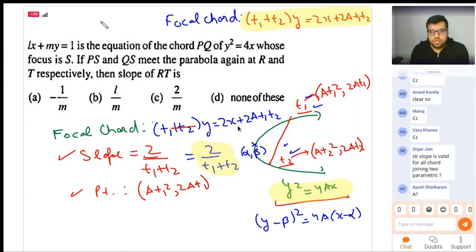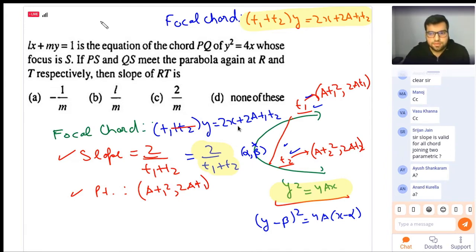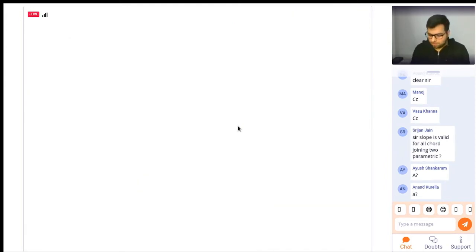Yes, Ayush, A is the correct answer. Let us solve this. A is the correct answer, Anand. Great. So how will we solve? Let's see.